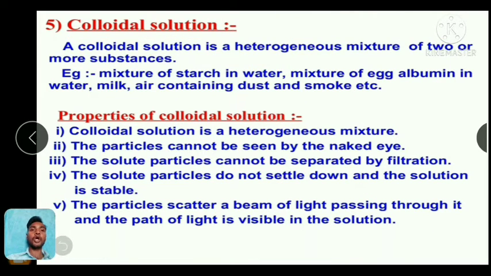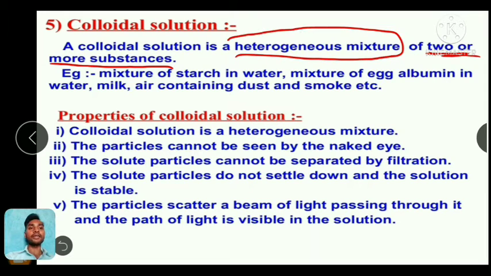Now we talk about colloidal solutions. We studied true solutions under the homogeneous mixtures, and if you talk about the heterogeneous mixtures, there you study the colloidal solution and the other one, the suspension. So we study here the colloidal solution. In a colloidal solution, two or more substances are mixed, and this is a heterogeneous mixture, and we know about heterogeneous mixtures and their properties too.